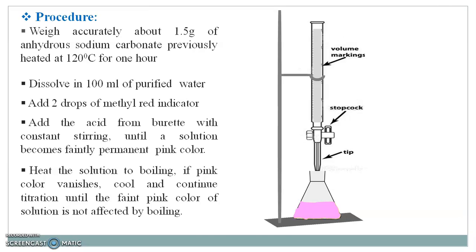Suppose after taking 3 readings, the mean of the readings is 28 ml. So you have to note down this burette reading, which is used for the further calculation. Now the next part is the calculation.